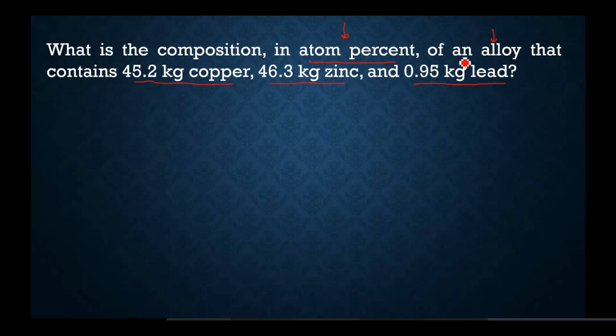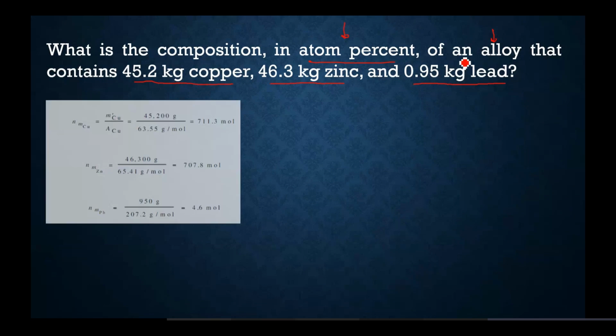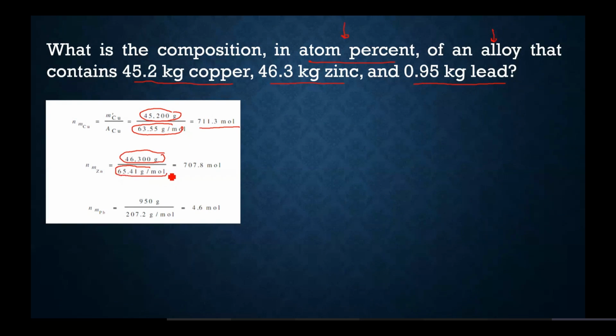Okay, now tell me what is the necessary information which is required? Sir, mass is given here, we will find the molar mass and calculate the number of moles. Very good. So essentially you will find the moles of each individually. Mass of copper divided by its atomic weight would give you the number of moles of copper. Mass of zinc divided by the atomic weight of zinc would give you the number of moles of zinc. Mass of lead in grams divided by the atomic weight of lead in grams per mole would give you the number of moles of lead.